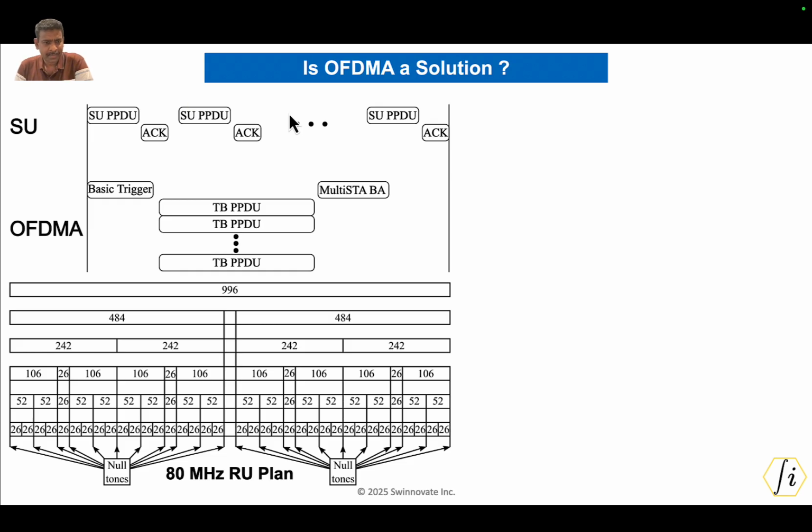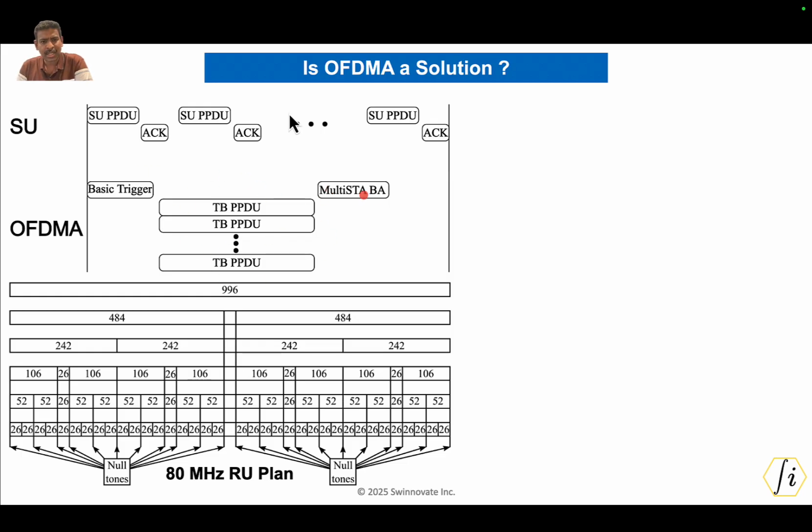If we use OFDMA, the AP starts by sending a basic trigger frame, and in that basic trigger frame, the AP specifies a list of clients which can participate in a triggered uplink. All those clients which have been specified in the basic trigger can respond with the trigger-based PPDU, and here they can send their uplink data. This is done using resource units or RUs. Since all the resource units are orthogonal, they don't interfere with each other, so all of them can be transmitted simultaneously, and then the AP can send back a multi-STA block ACK. This is one block ACK that aggregates the block ACKs of all the clients.